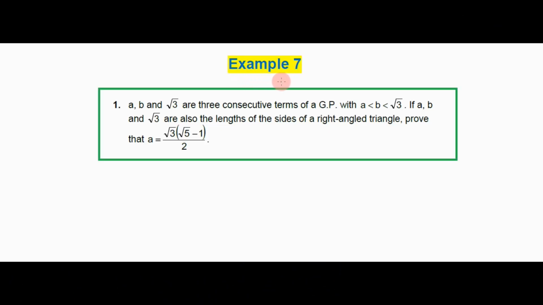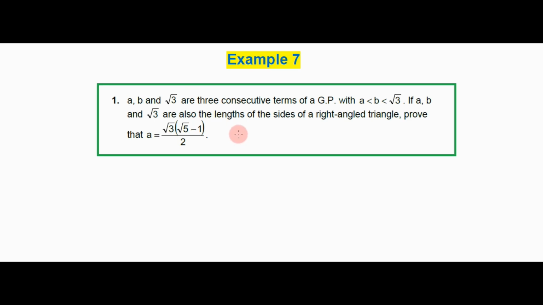Example 7 deals with application problems for GPs. And in part 1 it says a, b and the square root of 3 are 3 consecutive terms of a GP, with a being less than b, which is less than the square root of 3. If a, b and the square root of 3 are also the lengths of the sides of a right angled triangle, prove that a equals the square root of 3 into the square root of 5 minus 1 all over 2. So let's look at the solution to this question.